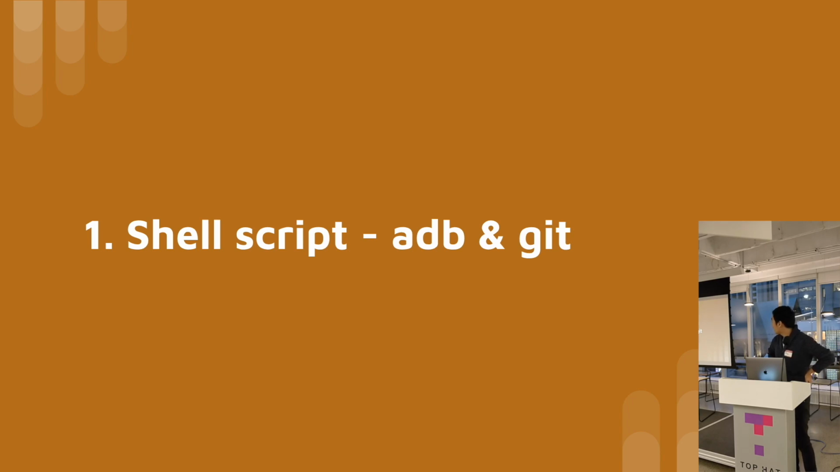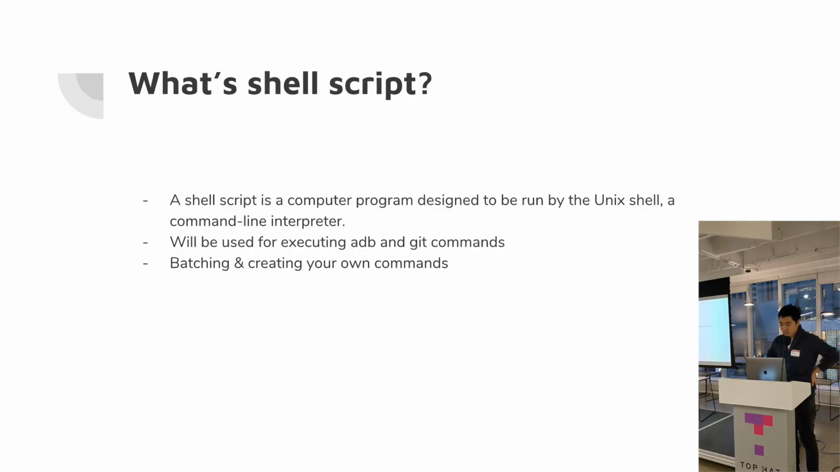So the first hack I want to talk about is shell script and using ADB and Git. For those who don't know, what's a shell script? A shell script is a computer program designed to be run by a Unix command line interpreter. For my example, I'm just going to use this for executing ADB and Git commands, and also batching and creating your own commands.